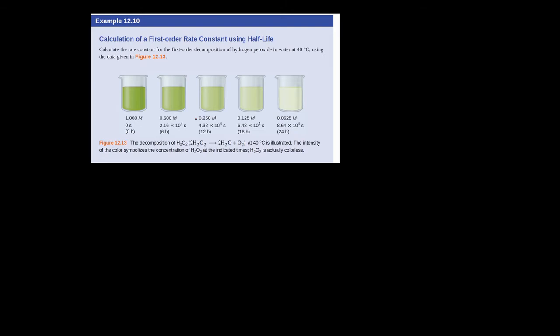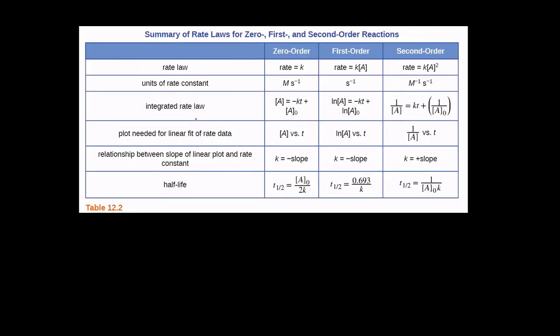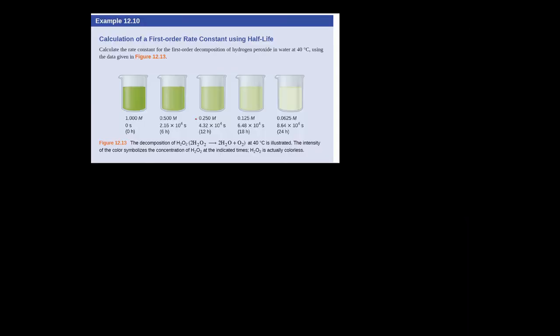Okay. So we have, I think, just one practice problem here to work through. This is asking us to calculate the rate constant for a first order decomposition of hydrogen peroxide in water at 40 degrees C using this data. And I don't think we need any of the information here in this sentence.